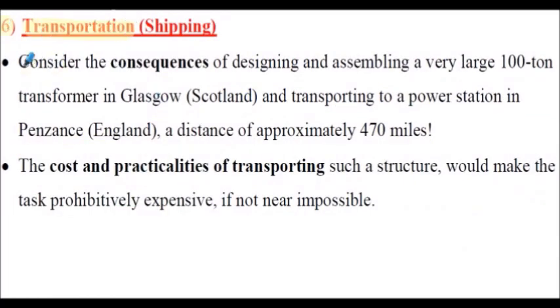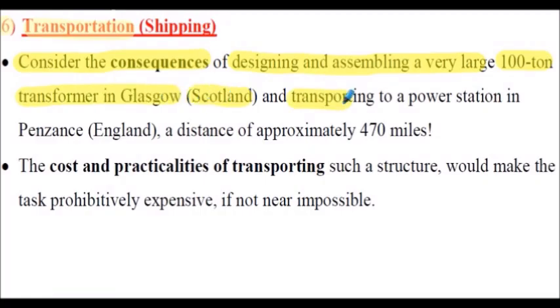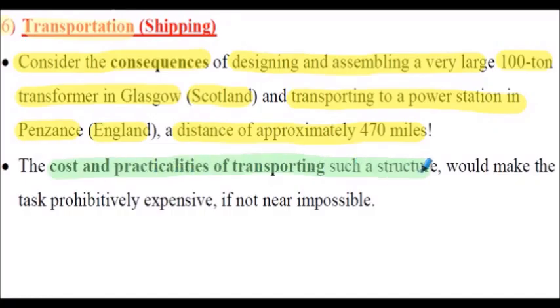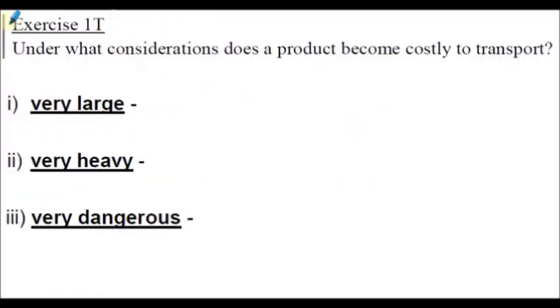For example, consider the consequences of designing and assembling a very large 100-ton transformer in Glasgow, Scotland, and transporting it to a power station in Penzance, England, a distance of approximately 470 miles. The cost and practicalities of transporting such a structure would make the task prohibitively expensive, if not near impossible to achieve. Exercise 1T here. Under what considerations does a product become costly to transport?